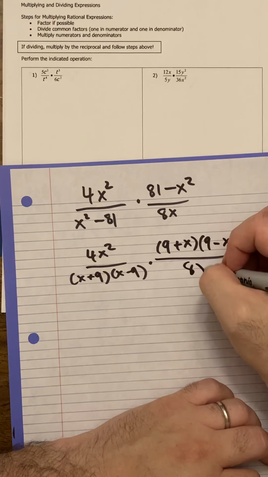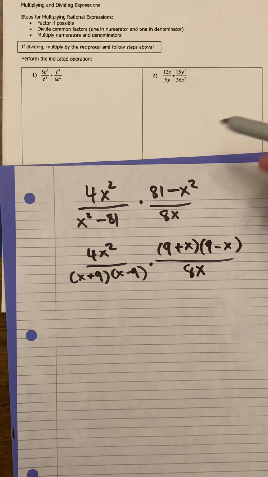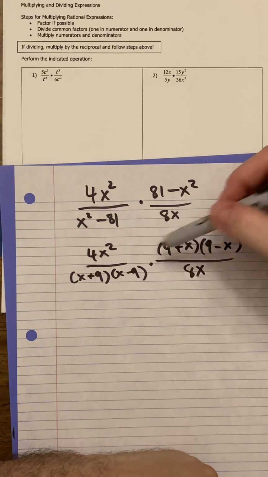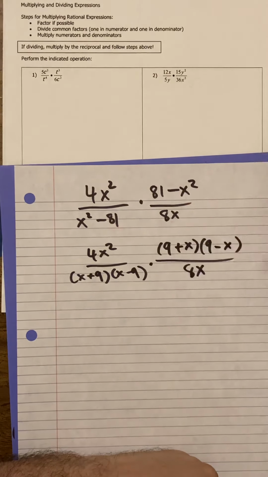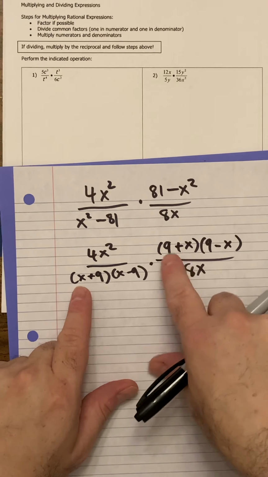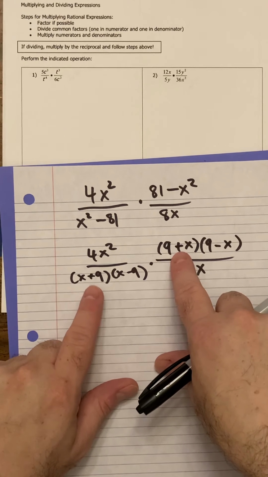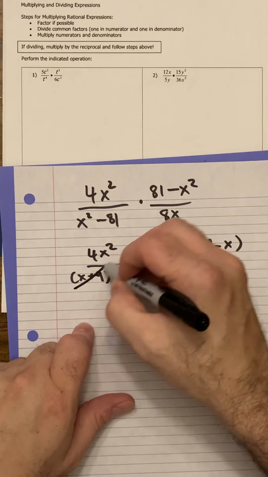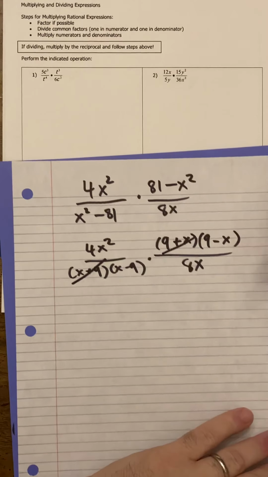This can't be factored. Well, let me go over something with you. X plus 9 and 9 plus x are exactly the same. There's no difference with these two whatsoever. Addition is commutative, so you can write x plus 9 as 9 plus x, backwards or forward. So that's going to divide out to 1.